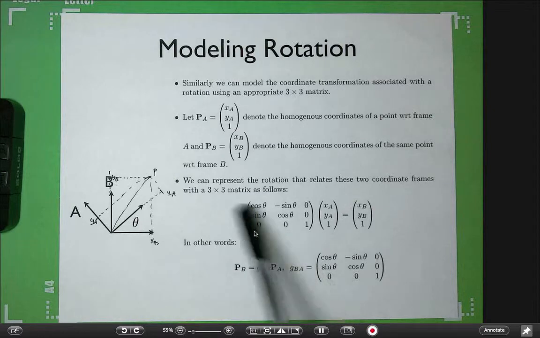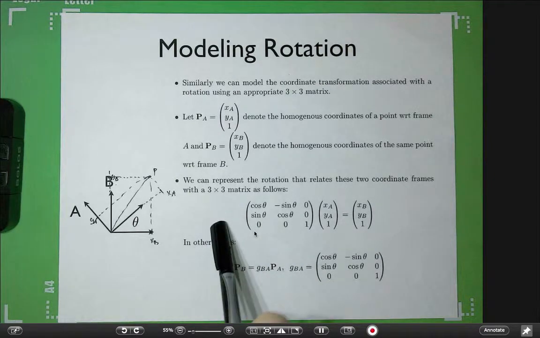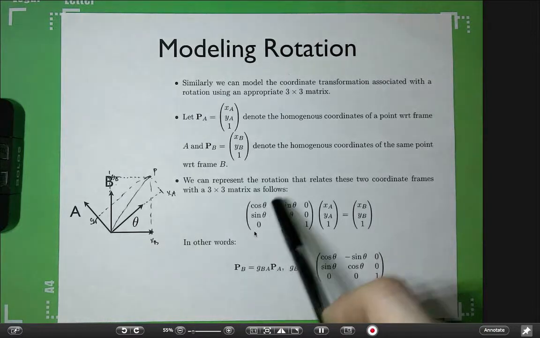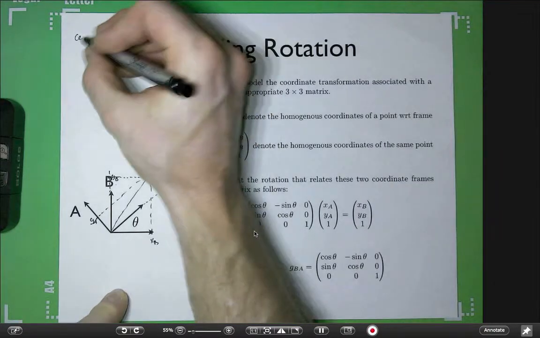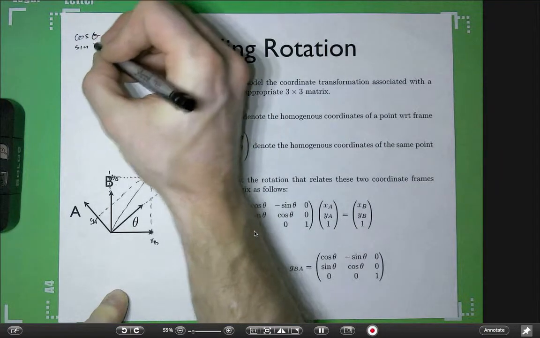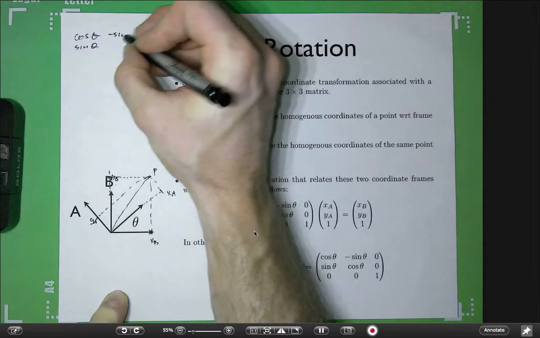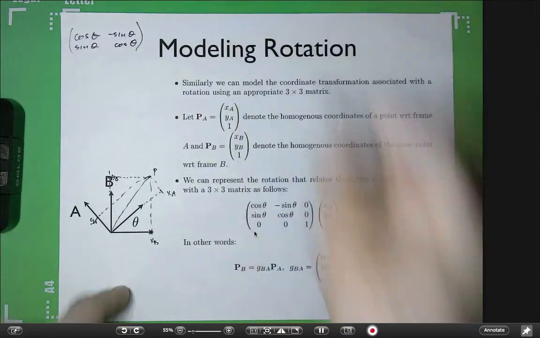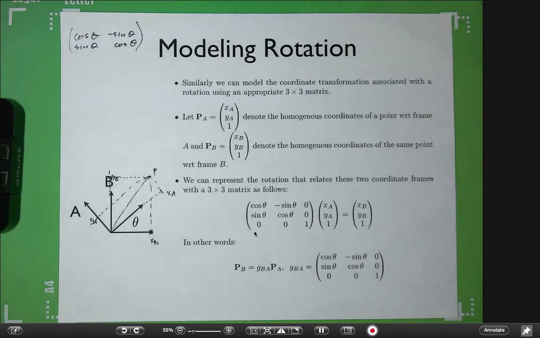So the rotation matrix, that's what we talked about last time. It has the form, so in 2D it's cosine theta, sine theta, minus sine theta, and cosine theta. So I'll just write it here. That's how a 2D rotation matrix works, right?